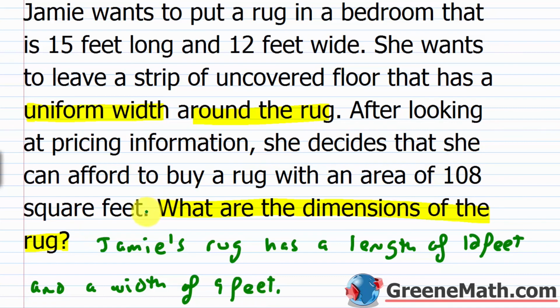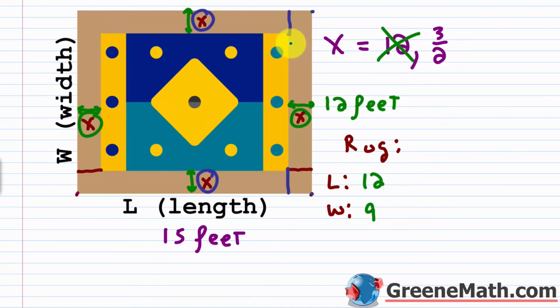But you can also check to make sure that it is consistent with the rest of the problem. So when we come back to our little illustration, again, we just want to check that this 1.5, this figure matches up with what we got, right? So this 1.5 is the width of this strip of uncovered floor, which has a uniform width. It's supposed to be the same all the way around. So it's 1.5 all the way around. Let me write that like this. Okay. So does that make sense?